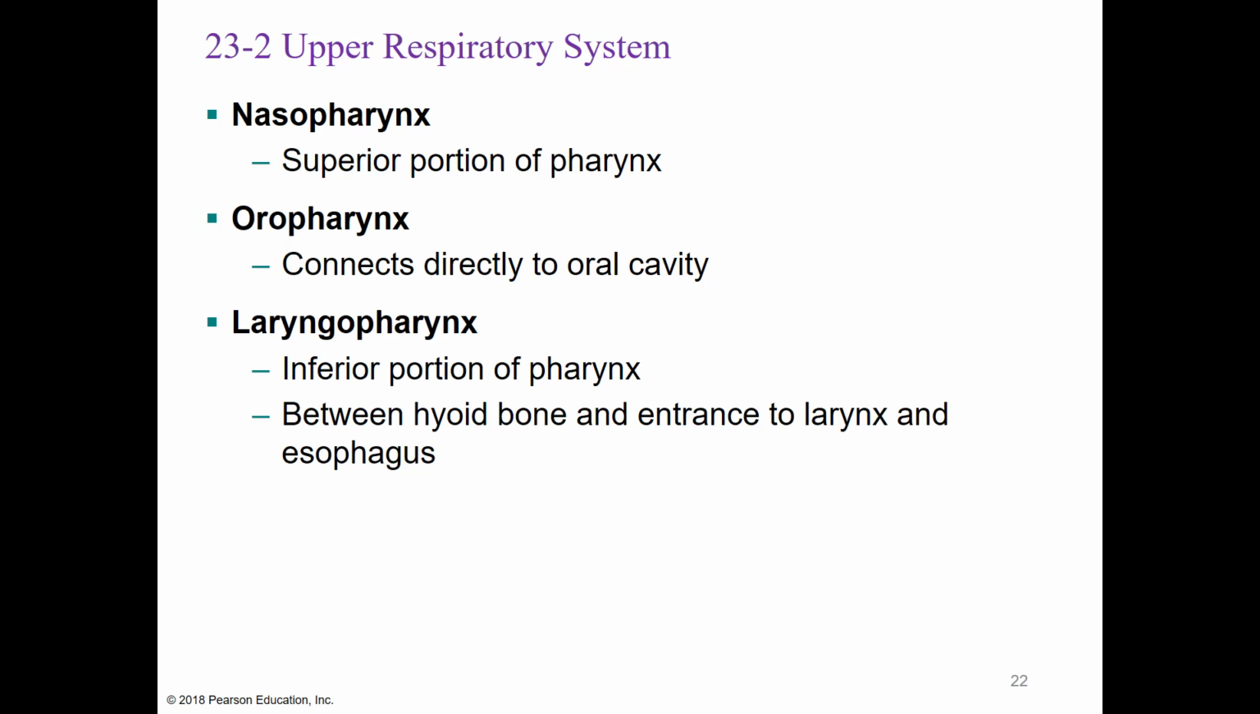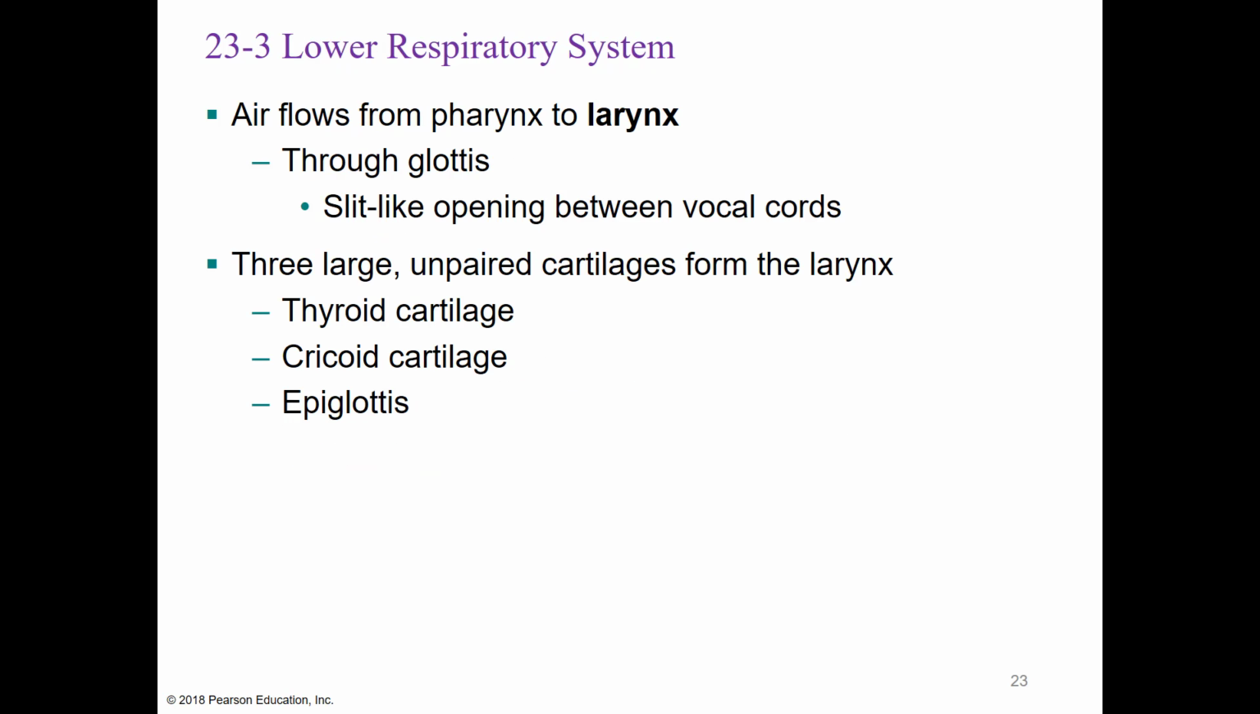The oropharynx connects directly to the oral cavity, and the laryngopharynx is our last section between the hyoid bone and the entrance to the larynx and esophagus. So that's our lowest one, nearest the larynx that we looked at before. So as the air goes down to this point, we're at the laryngopharynx. We're going to move into the larynx. And this is the beginning of the lower respiratory system.